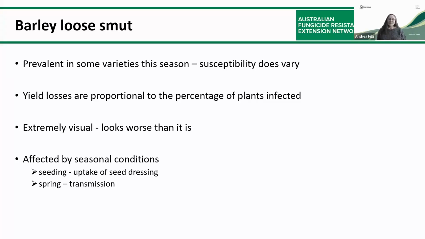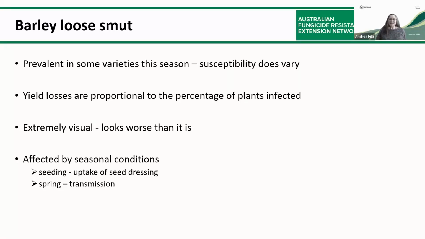The good news about loose smut is that the yield losses are generally fairly low, and they're proportional to the percentage of plants that are infected, not just the tillers, just the percentage of plants that are infected. And given that you've got over 100 plants per square metre, you'd have to have at least one smutted plant every square metre to be even approaching 1% yield loss. But that's not really the point. Loose smut's a really ugly disease. The good news is that it looks worse than it normally is, but we don't want to let it get out of control until it is at a point where it can affect our yield.